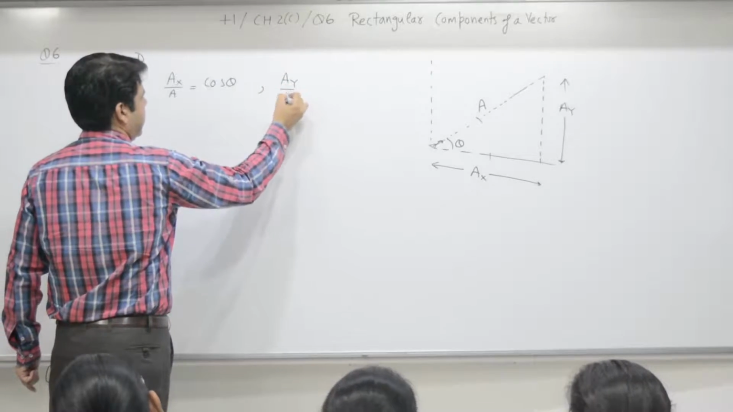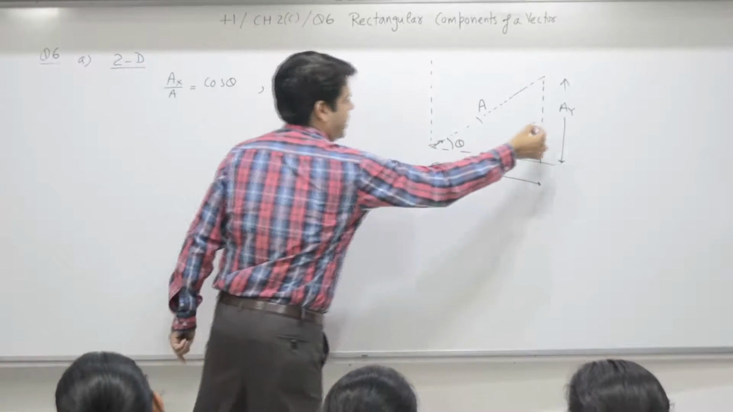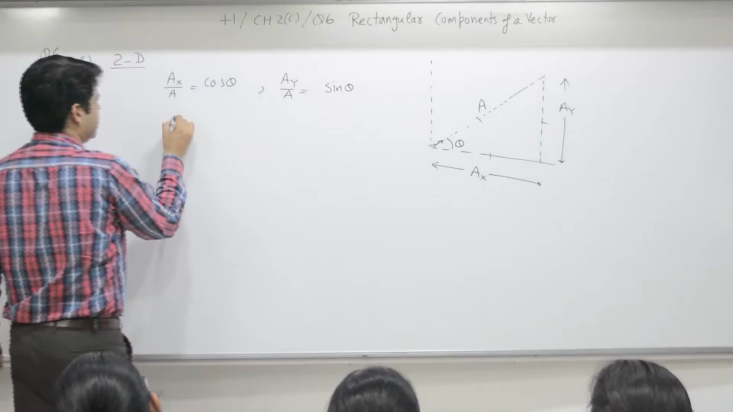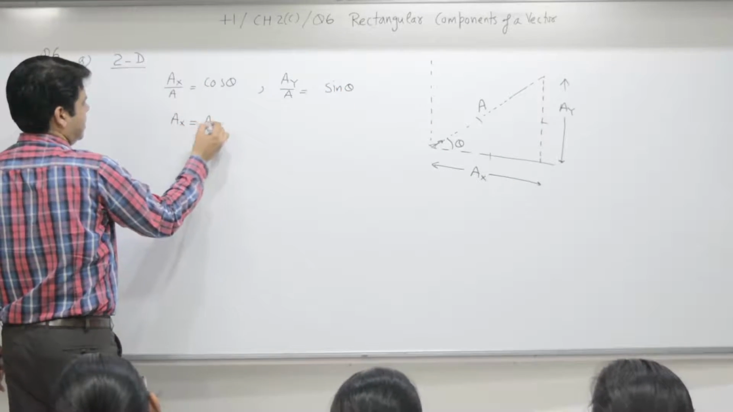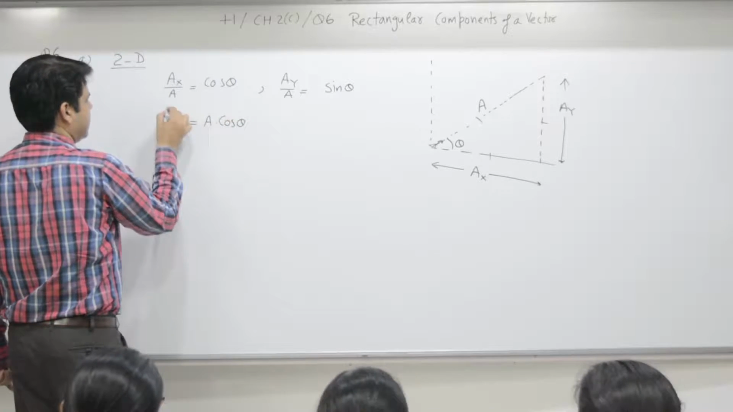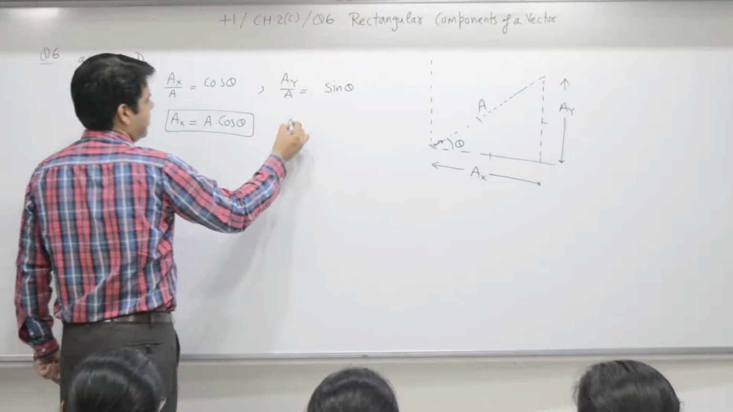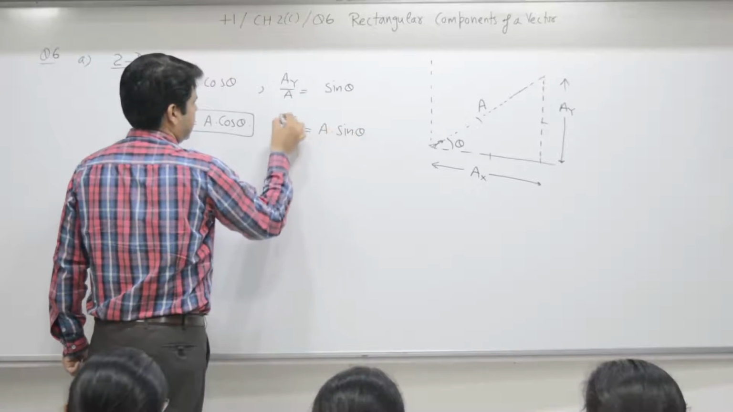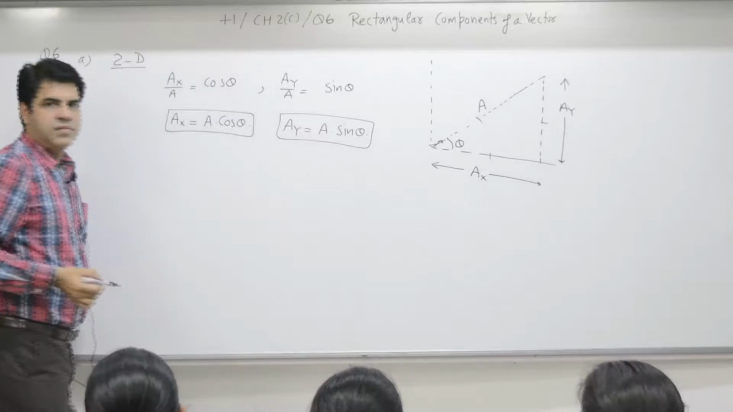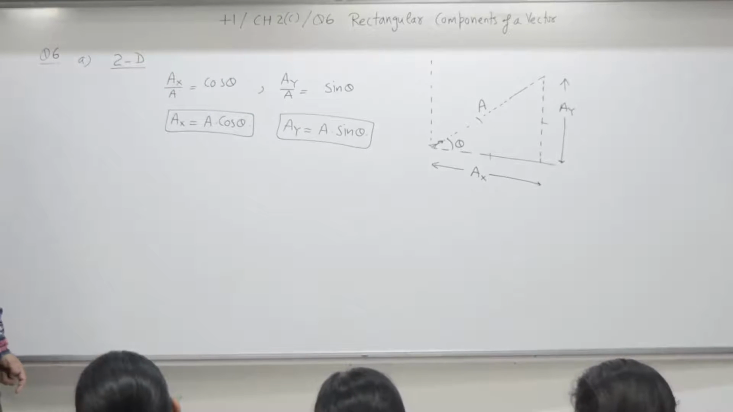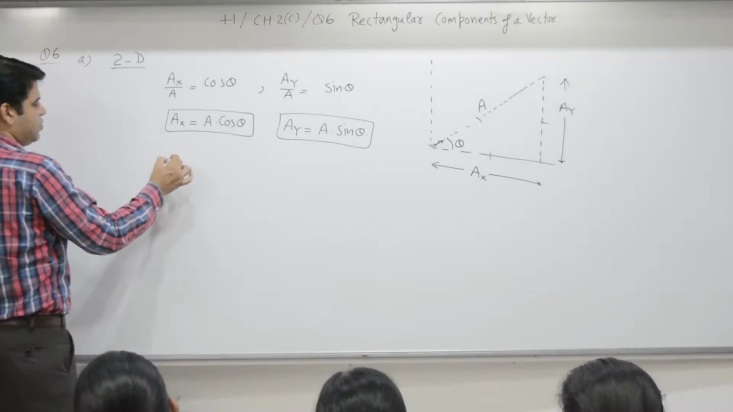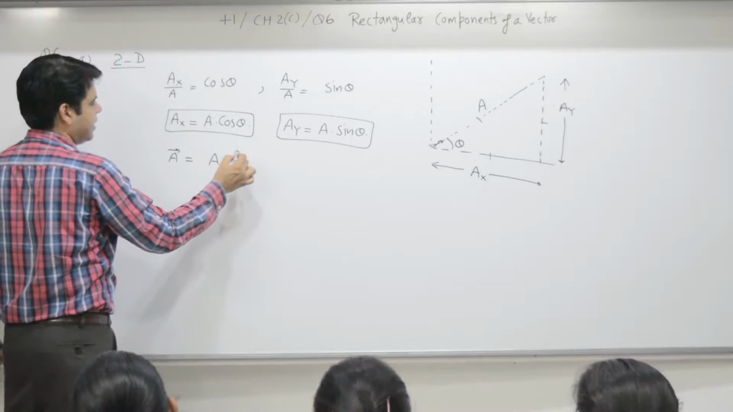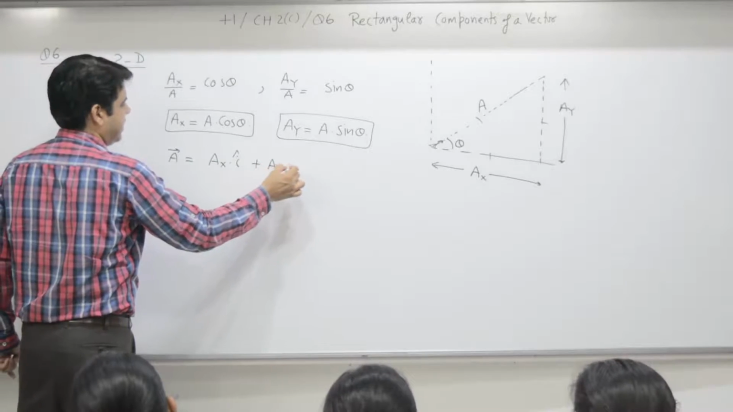Ay by A is sin theta. So, Ax is equal to what? A cos theta, and Ay is equal to what? A sin theta. These are termed as the rectangular components of vector. So, vector can be represented like A is equal to Axi plus Ayj.